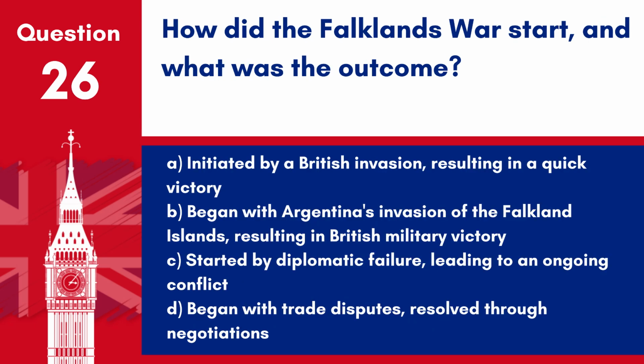Question 26. How did the Falklands War start, and what was the outcome? A. Initiated by a British invasion, resulting in a quick victory. B. Began with Argentina's invasion of the Falkland Islands, resulting in British military victory. C. Started by diplomatic failure, leading to an ongoing conflict. D. Began with trade disputes, resolved through negotiations.